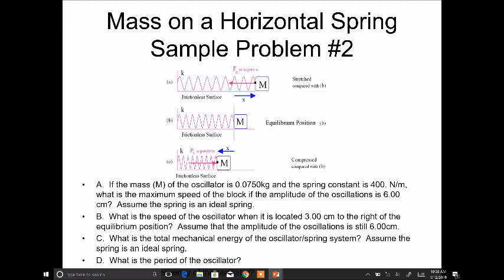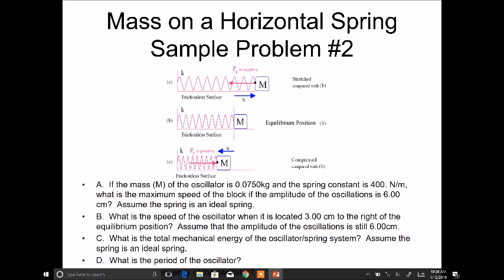Now here's another sample problem, problem 2, mass on a horizontal spring. All right, part A of problem 2 is very much like some of the parts we saw in problem number 1. Here we have a mass of 0.0750 kilograms, attached to a spring with a spring constant of 400 newtons per meter. We want to know the maximum speed of the block if the amplitude, and remember that's the maximum displacement, is 6 centimeters. Assume the spring is an ideal spring.